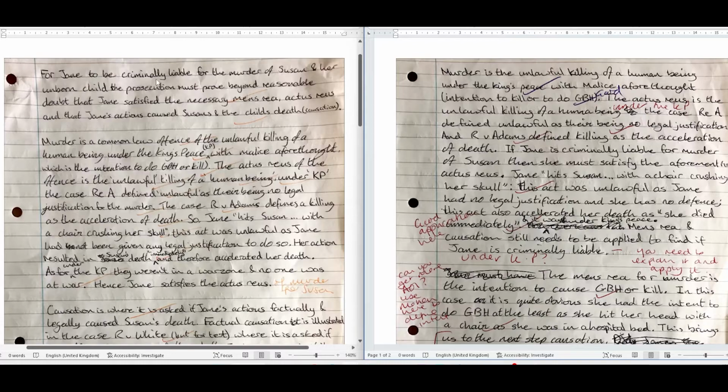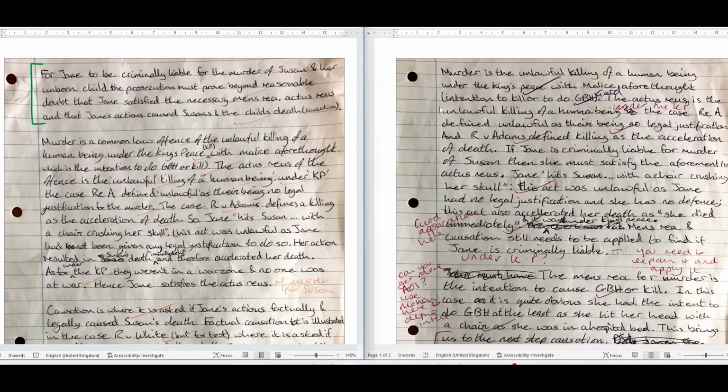For Jane to be criminally liable for the murder of Susan and her unborn child, the prosecution must prove beyond reasonable doubt that Jane satisfied the necessary mens rea, actus reus, and that Jane's actions caused Susan's and the child's death, which is the causation. Okay, so I'll highlight AO1 in green. So as you can see, that's already worth marks. This first paragraph is already worth some marks.